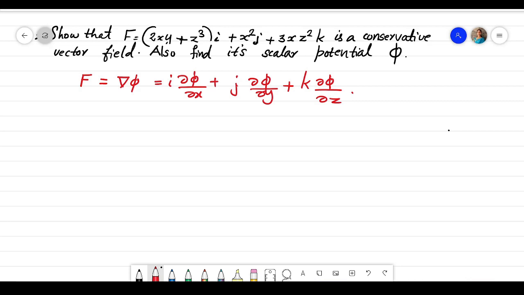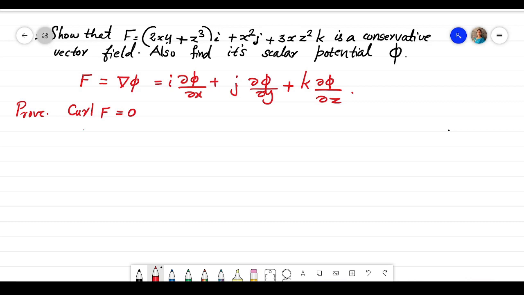Now, another method to show that the vector field is conservative is that we have to prove the curl of that vector field is 0. So, curl F equals 0. We want to prove curl F is equal to 0. This is another method to prove a vector field F is conservative.